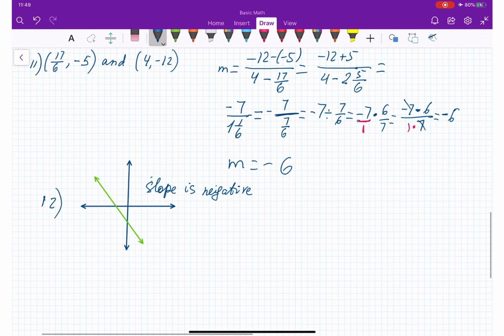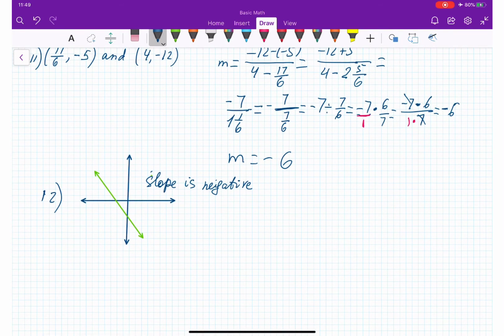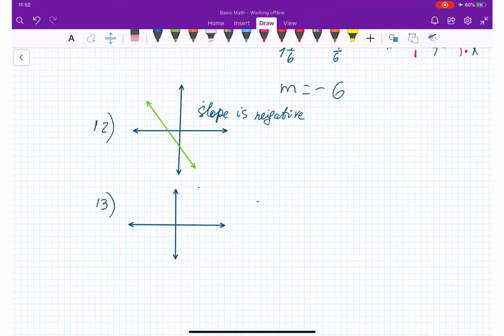Next graph, question number 13. If we have the following graph, so if we get this graph running vertically, right? That means the slope is undefined.